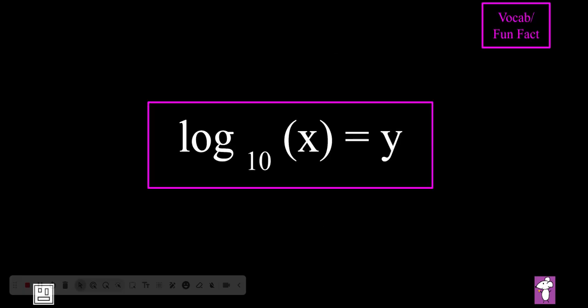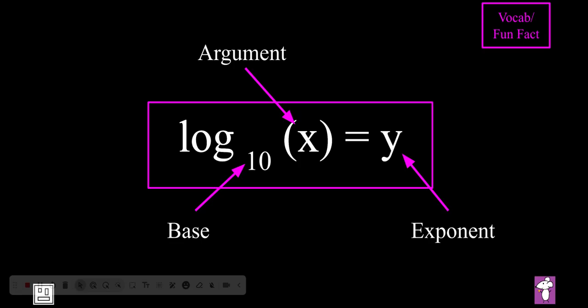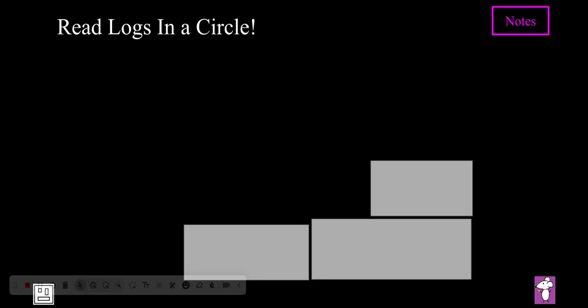This is what logs will look like on paper. This first number, 10, is known as the base. The x is known as the argument. I'm not exactly sure why. I think it's called an argument because there probably was a little bit of you having to figure out what it is. And your answer is an exponent.